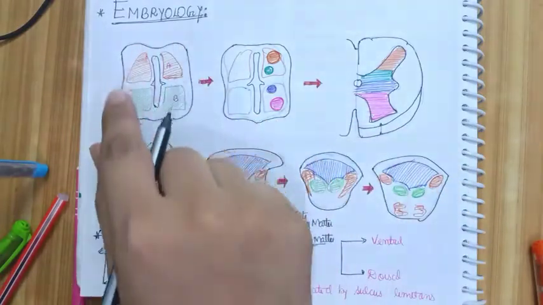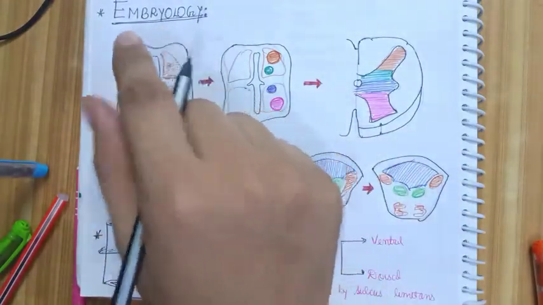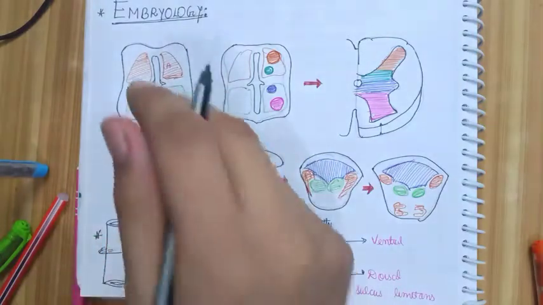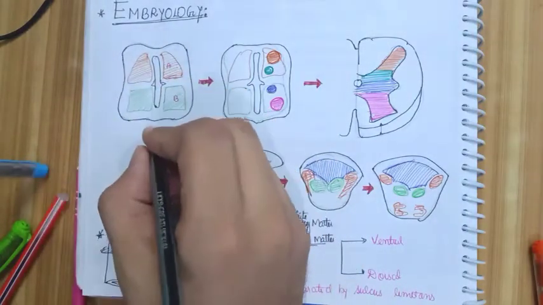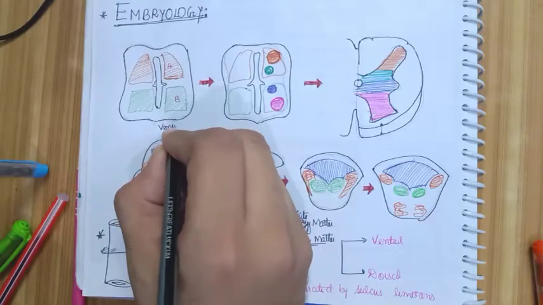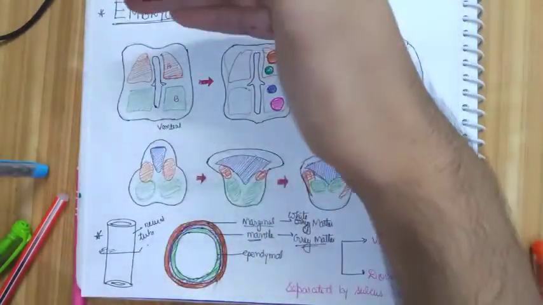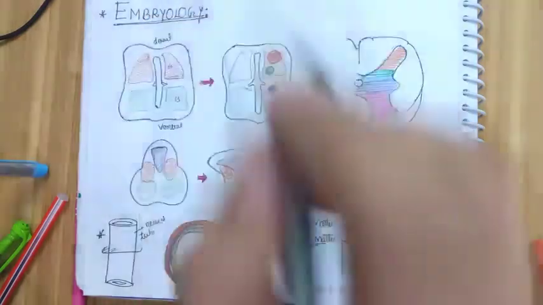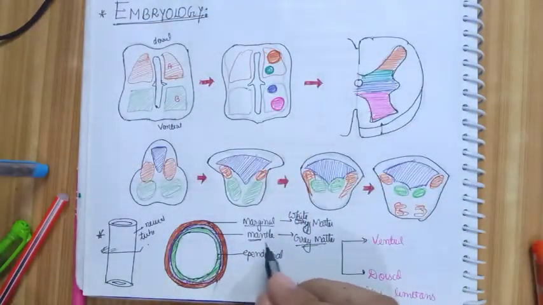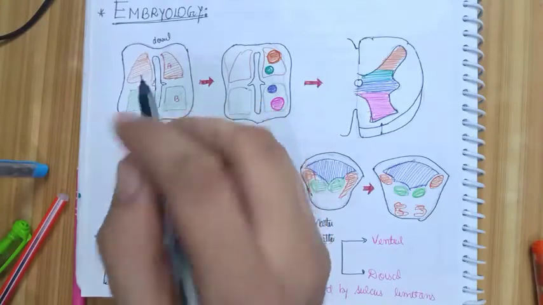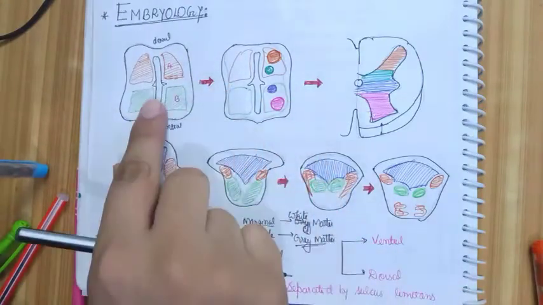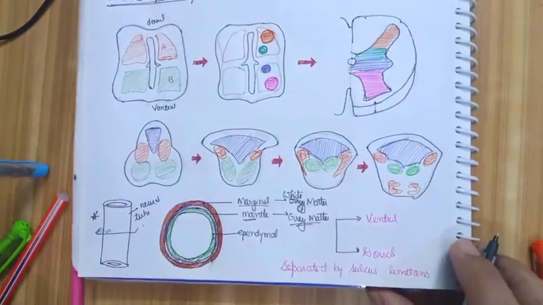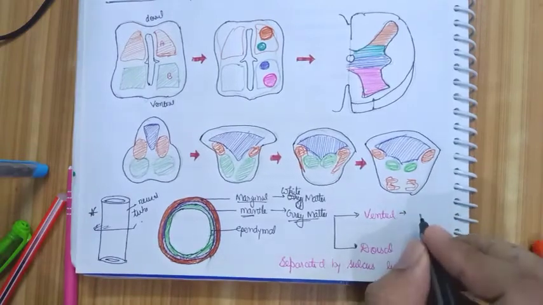So this is also a cross section of a developing spinal cord, that's the lower part of the neural tube, in which you can see it has a ventral part. This side is the ventral side and this side is the dorsal side. In that part you can see the mantle part. This is the mantle part, which is divided into two. We have the ventral and the dorsal.